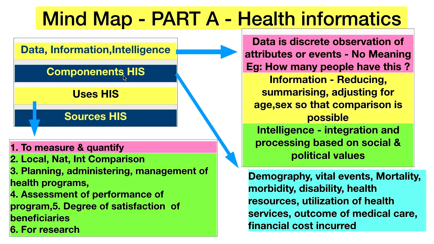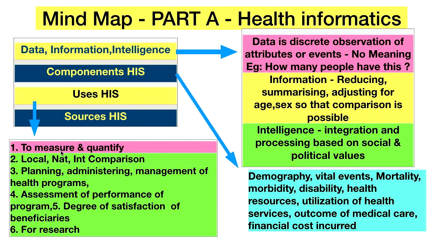What are the components of the health information system? There are various data with respect to health which are very important for us, like demography, the details regarding the population size, the vital events, the birth rate, death rate, marriages, divorce, mortality rates, morbidity rates, disability rates, health resources. So why do we want to collect data regarding all these things? These are the uses of the health information system.